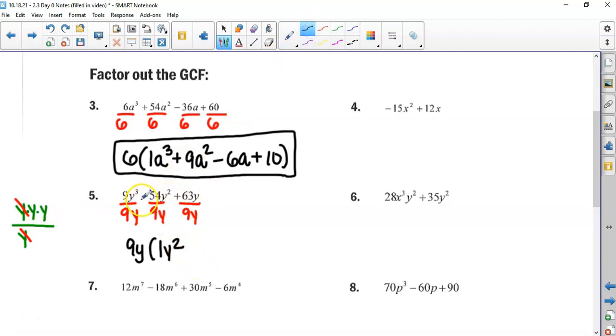Moving forward to the next term, negative 54 divided by 9 is negative 6, so minus 6. There were 2 y's, you're factoring out a single y, so 1 y remains, or y to the first remains, a single y. 63 divided by 9 is 7, positive 7. There was a single y, you're dividing by it, so these cancel. Close your parenthesis and you are done.